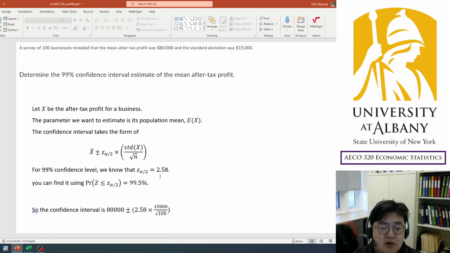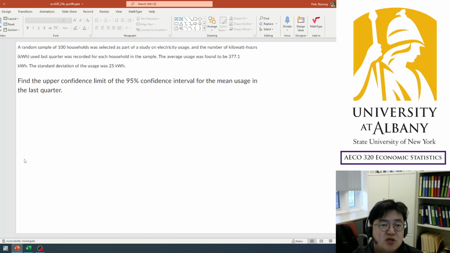Good. So pretty straightforward. Plug those four numbers into the formula and calculate that. It'll be your confidence interval. Because we have plus and minus, if you put plus, you are going to get the upper limit, and minus will give you the lower limit. So straightforward. Next question, another similar question.